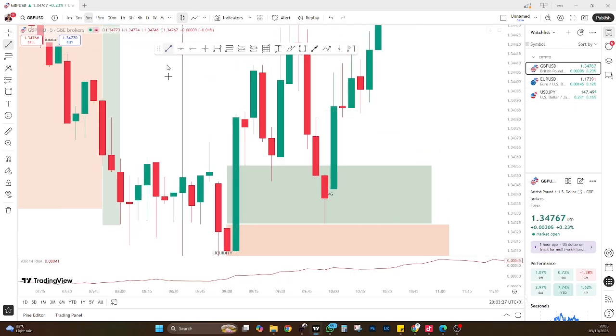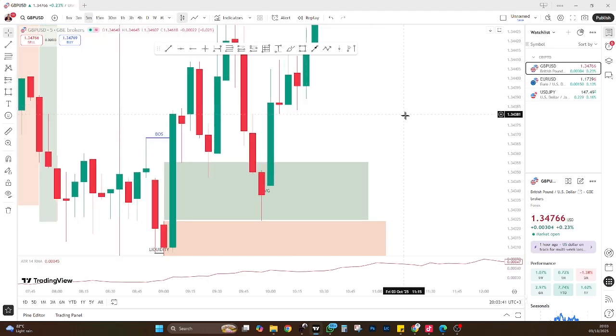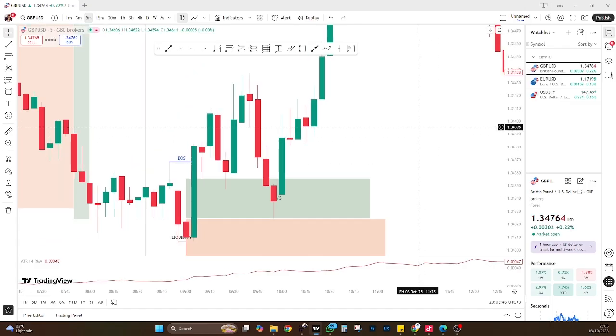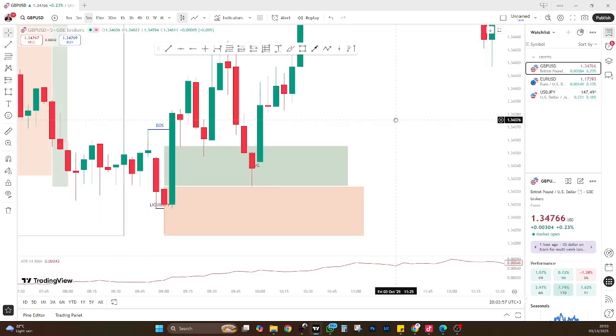Number 3, did it break structure? What is this? My friend, these things are not hard. So is this a valid order block? From where I sit, this is a valid order block. It swept liquidity, it broke structure, and it has FVG. So that means we wait for this market.